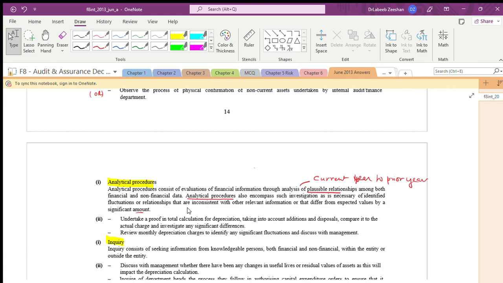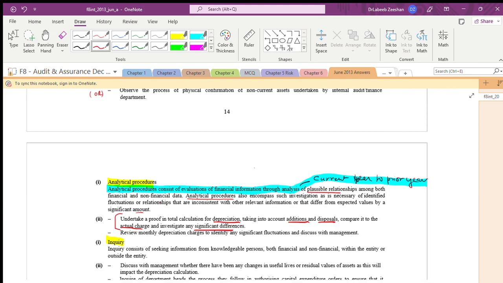Next, what are we doing? What is the analytical procedure? One sentence is more than enough. I am putting it in this way; if you write this much, it makes sense. Now, it says: undertake a proof of total calculation of depreciation, additions or disposals. Compare it to the actual charge and investigate any significant differences.